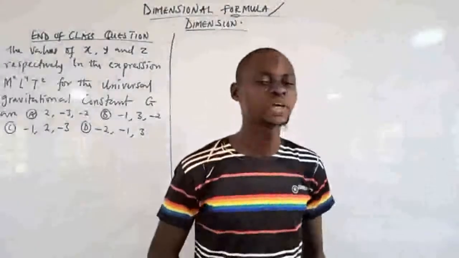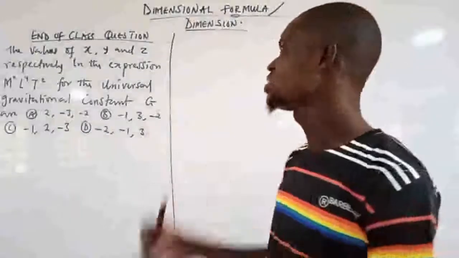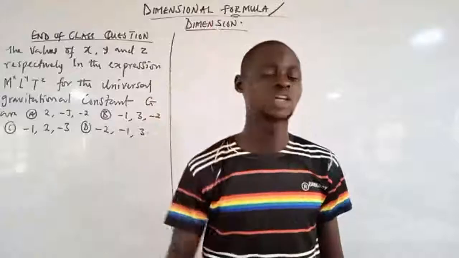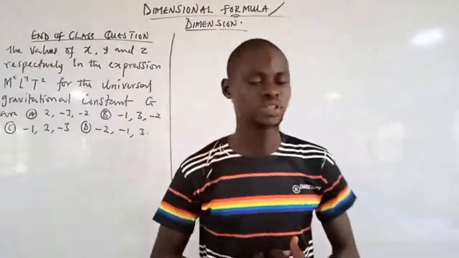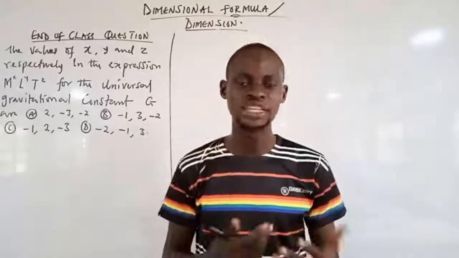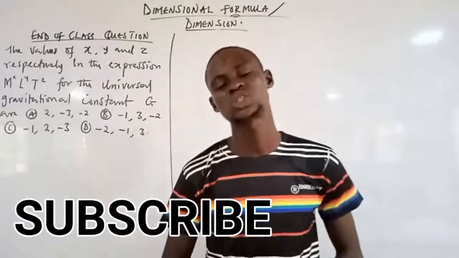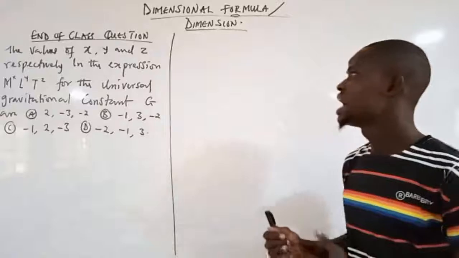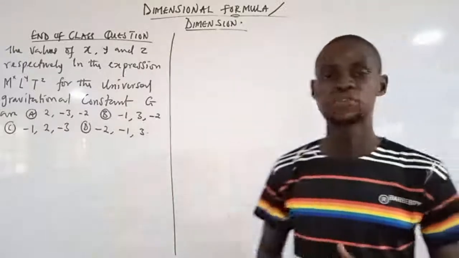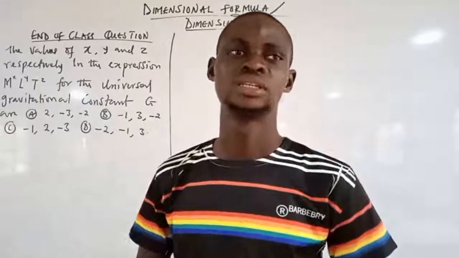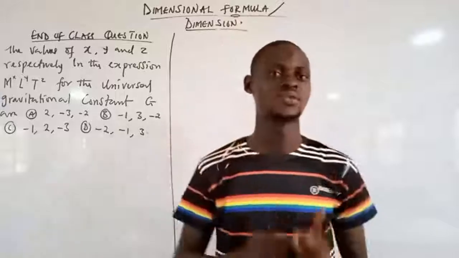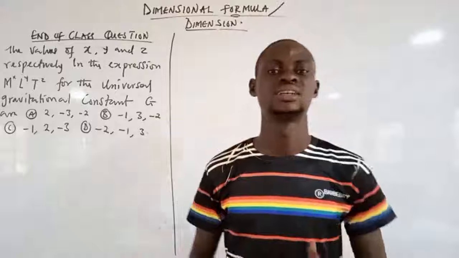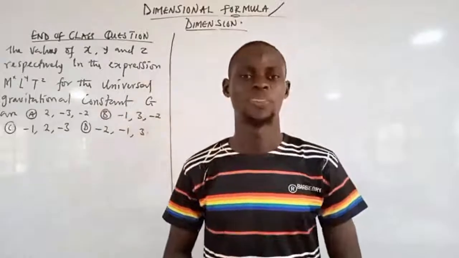In my previous episode, we took a look at how to calculate using measuring instruments. I mean the vernier caliper and the micrometer screw gauge. In this episode, we are going to be looking at dimensional formula and dimension. This is another major area where JAMB questions are centered under quantities.